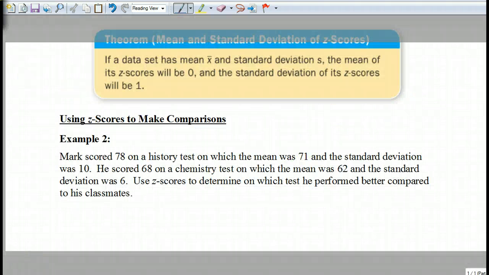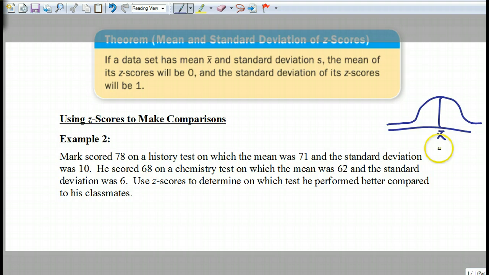Okay, so let's look at this theorem, the mean and standard deviation of z-scores. If the data set has a mean of x bar and a standard deviation of s, the mean of its z-scores will be 0. Remember, if we make that curve, the mean is right in the middle, right? So the z-score right at this point is 0, because it's no standard deviations away from the mean.